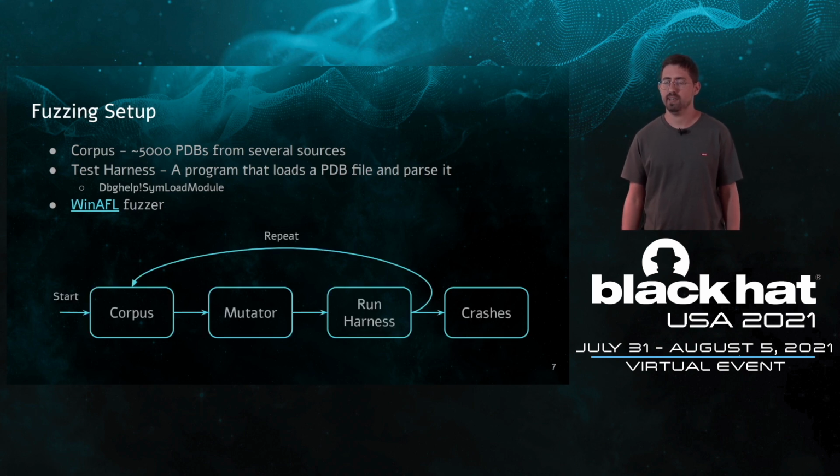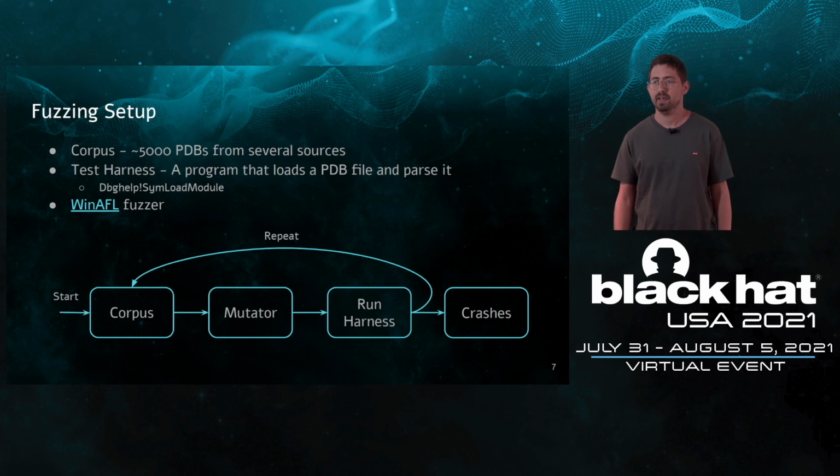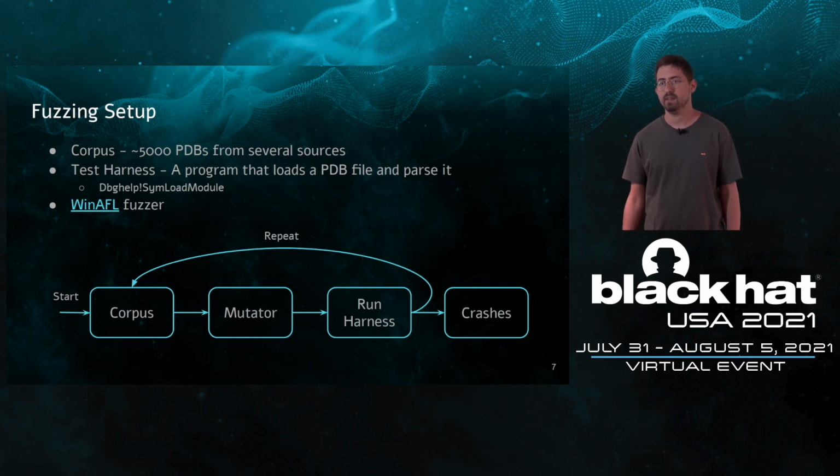WinAFL is a mutation-based fuzzer, and the basic workflow for mutation-based fuzzers is that they select a single input from the corpus. They then create a new test case by mutating that sample, doing things like bit flips and byte flips. They run the test case through the test harness and check if it crashed, and then repeat that process infinitely. There are many optimizations WinAFL does on that basic workflow, but I won't go into details about it right now because WinAFL is very well documented, and this is not a fuzzing talk.